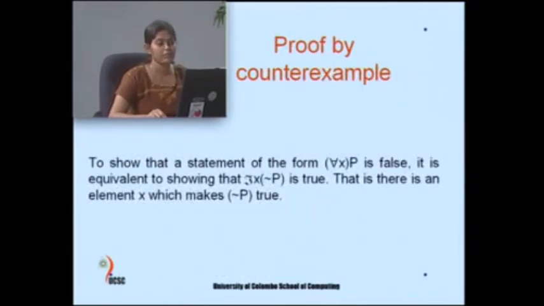This is another type of proving, that is proof by counterexample. To show that a statement of the form for all x, p(x), is false, it is equal to showing that there exists some value that will make negation p true. That is, there is an element x which makes negation p true.